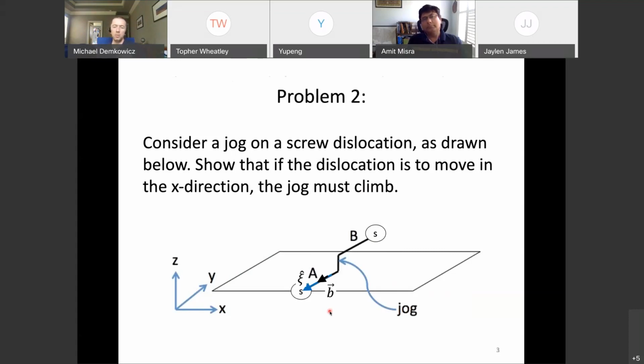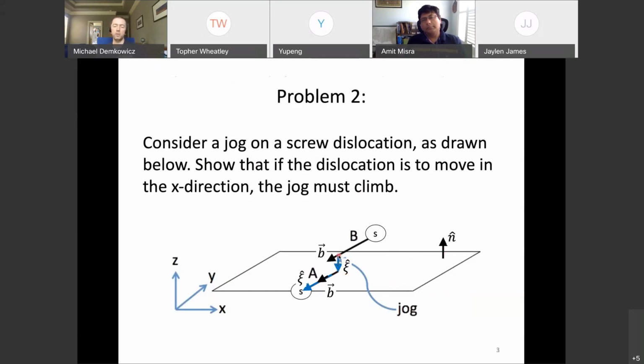Now, when I go back over to this jog, the line direction, and by the way, this arrow that I'm showing here is the normal to the glide plane. I'm told that this screw dislocation is going to glide in this plane over here, so this is the normal to the glide plane that the screw dislocation is on. Now I'm going to draw the line direction for this jog. And that line direction goes downward, because the jog is oriented differently.